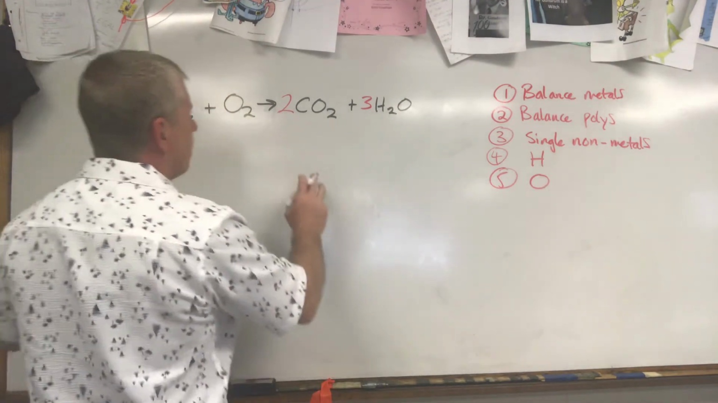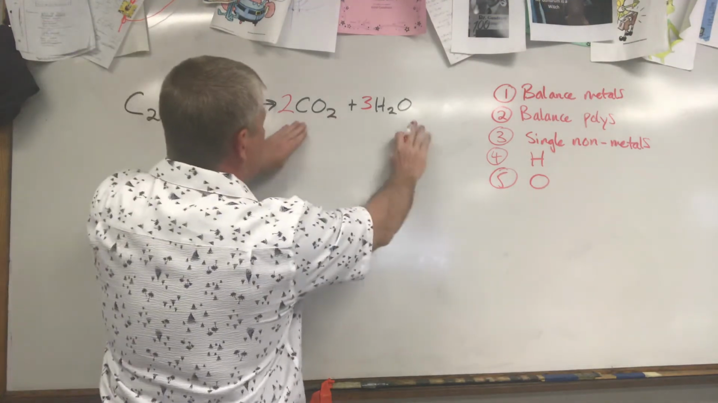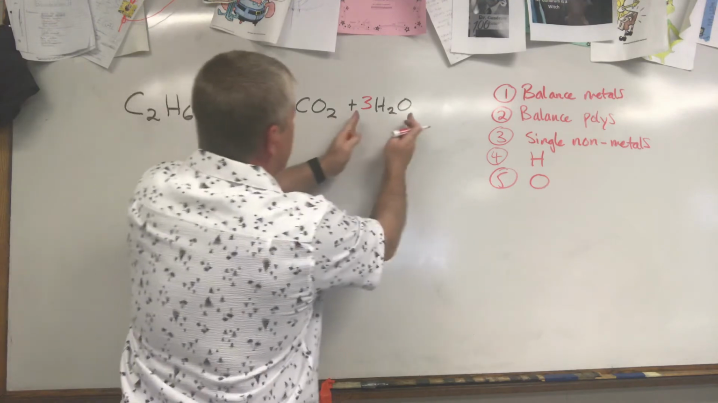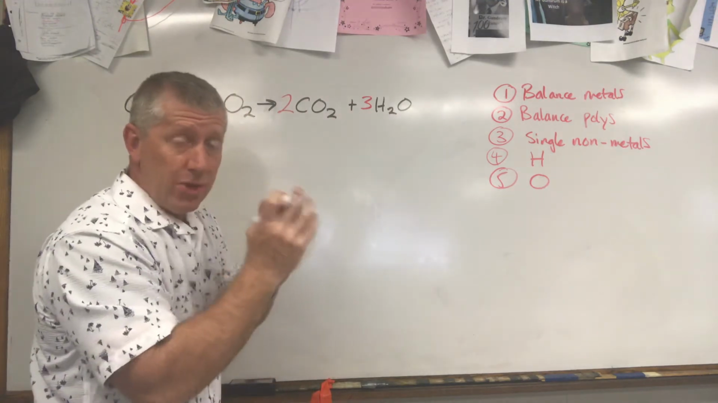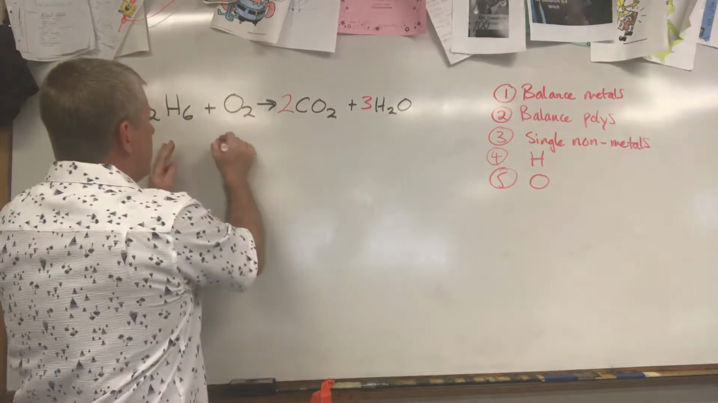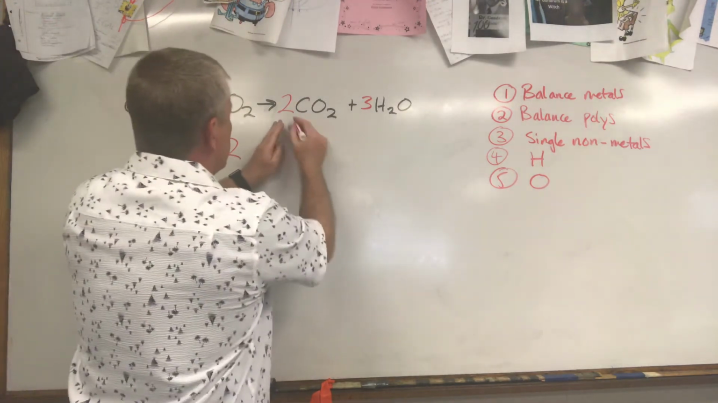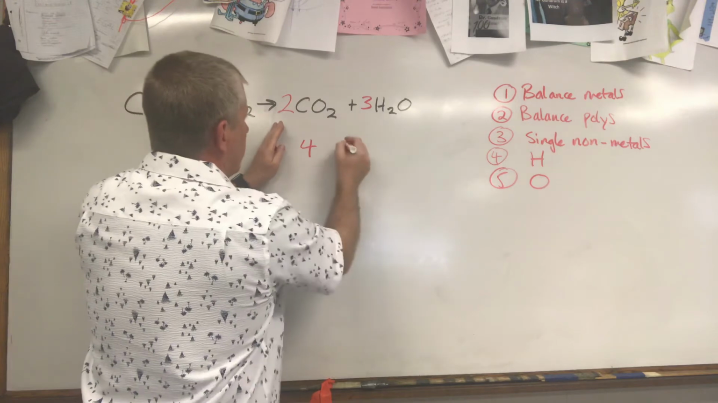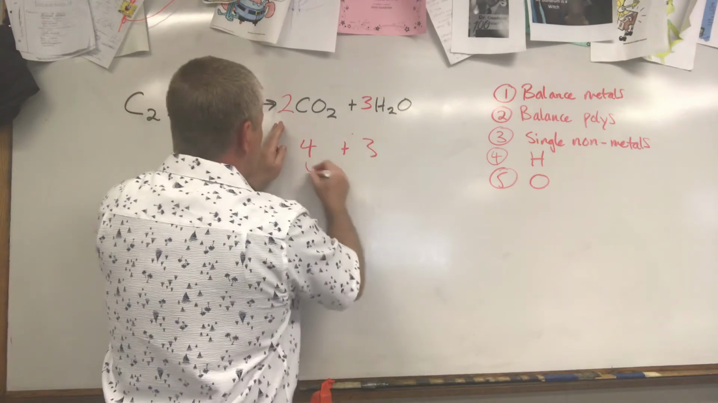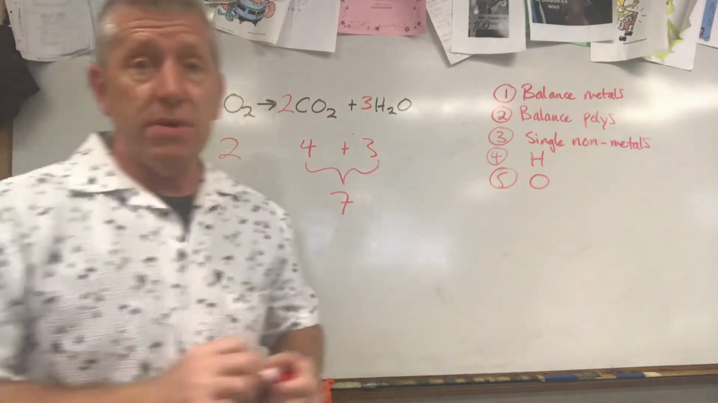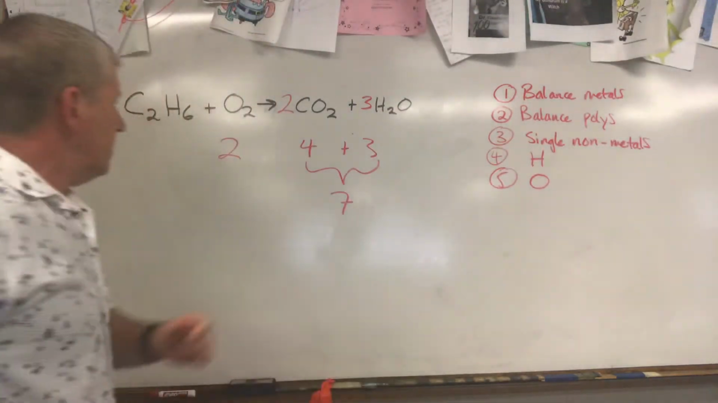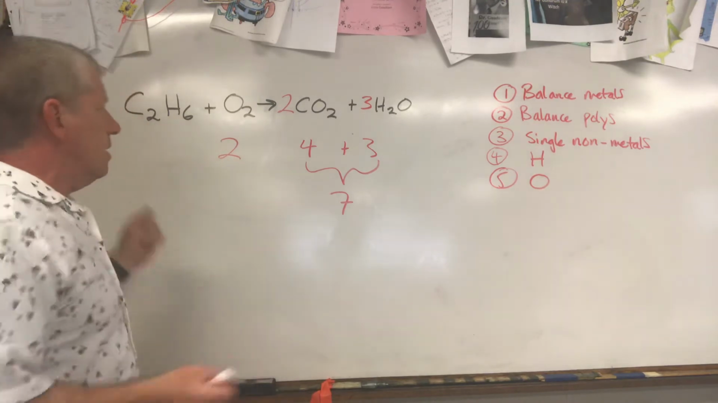2. Now carefully, because the oxygens are split. They're split in the carbon dioxide, and they're split in the water. So we have to add up the total amount of oxygen on each side. So there's 2 here. Here there are 2 times 2 is 4, plus 3 times 1 is 3. So on the right, I have 7.